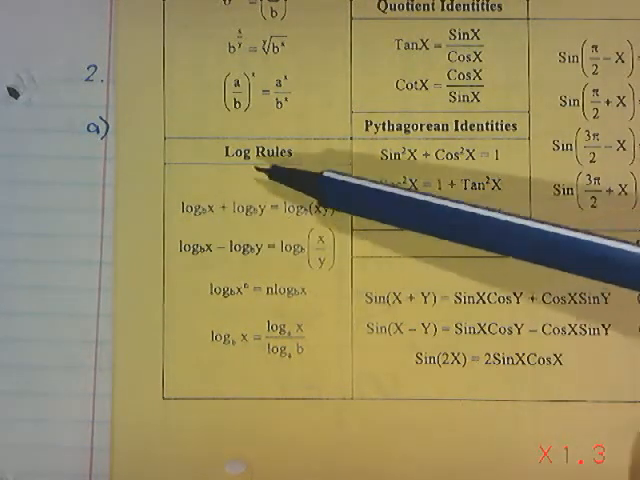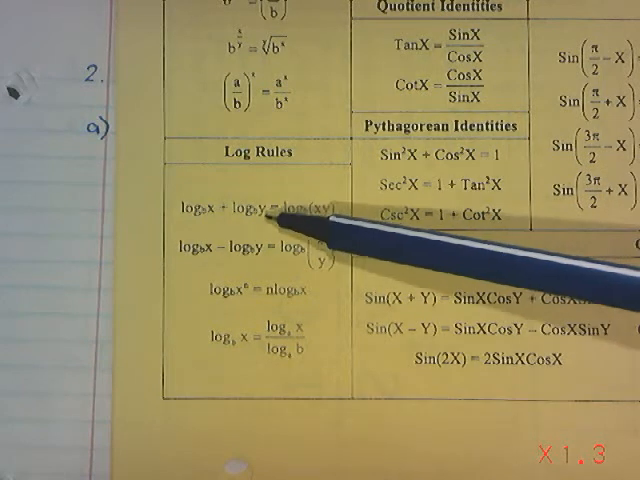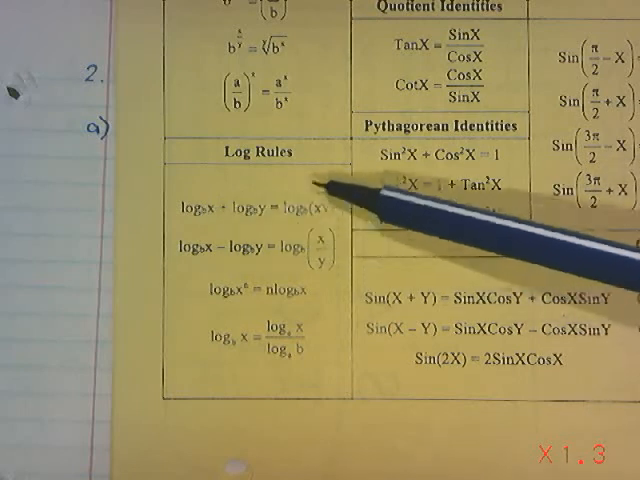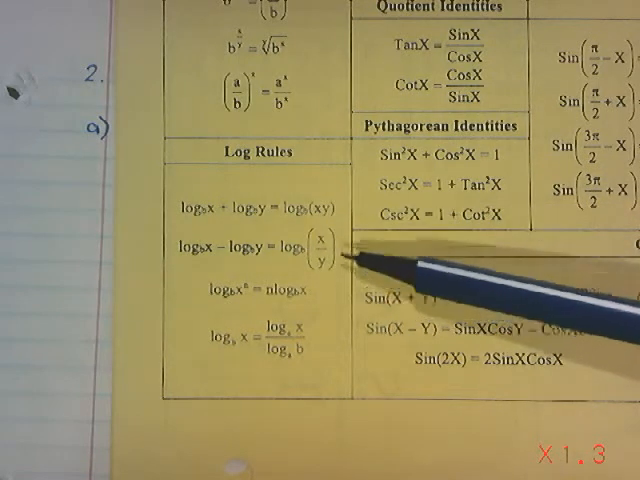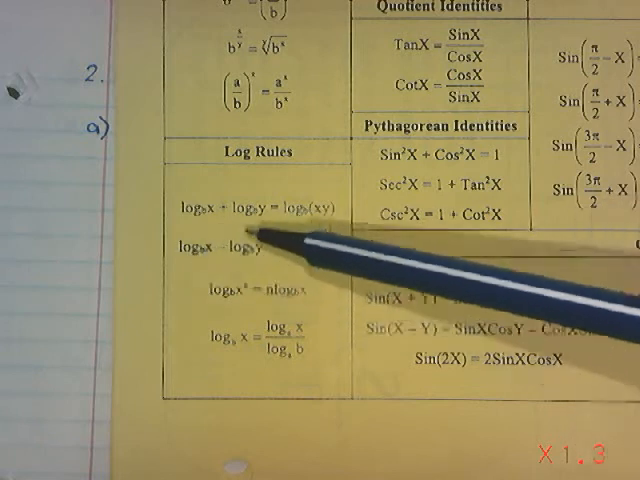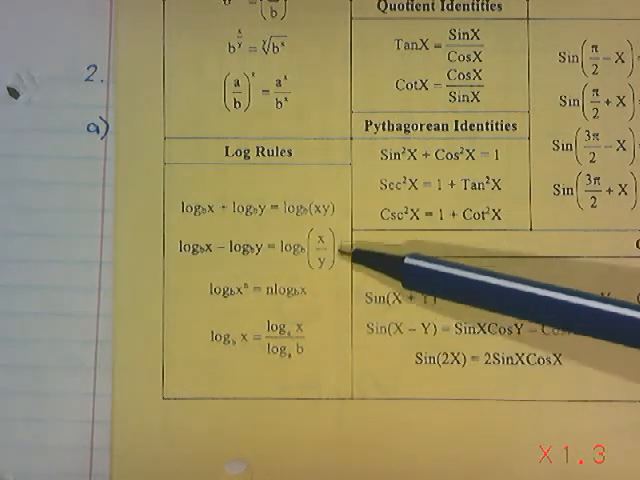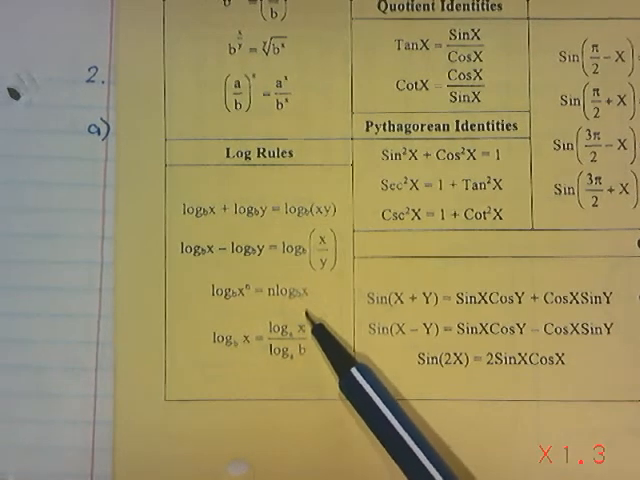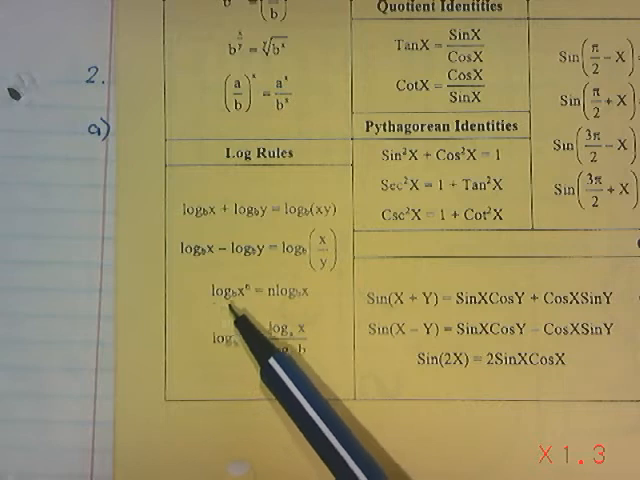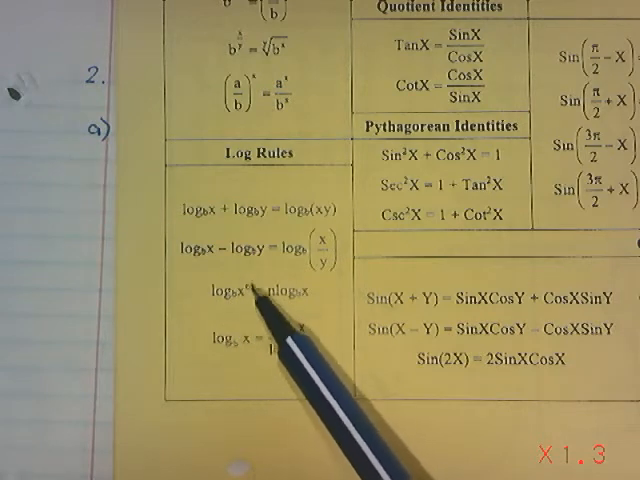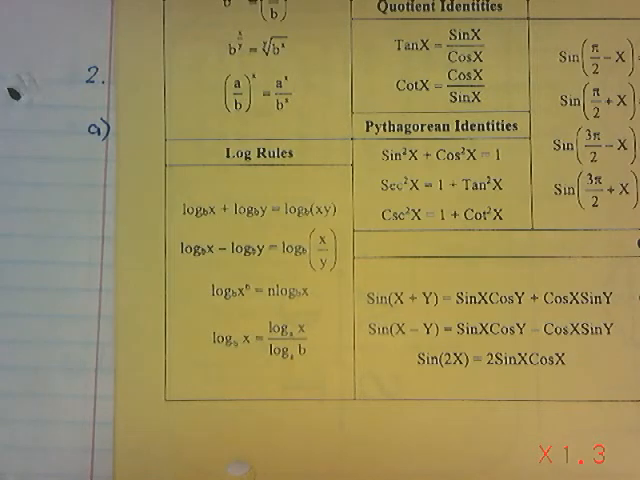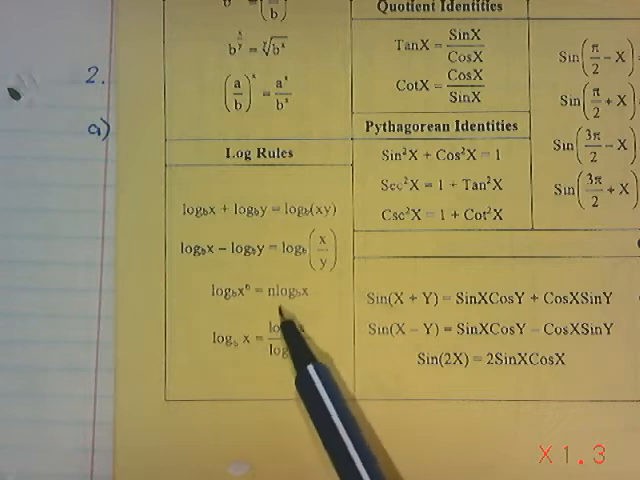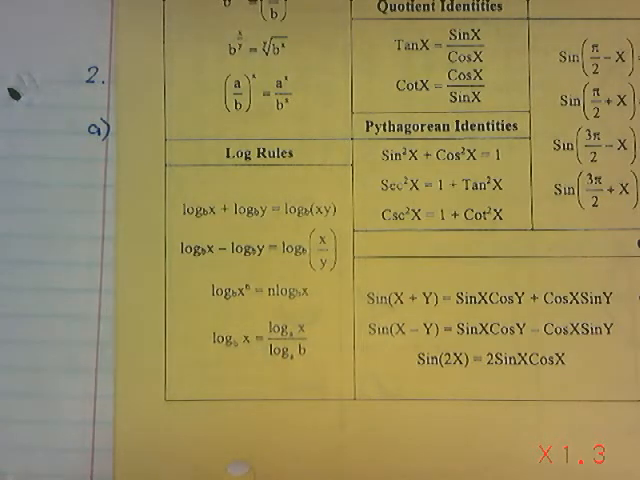The first one says that if we add two logs together that have the same base, we can combine them into one single log by multiplying the arguments together. The second rule says that if I am subtracting two logs with the same base, I can combine them into a single log by dividing their arguments. The third rule says if I have a log of something with an exponent, and that exponent is on the entire argument, not just one part but the whole argument, I can bring that exponent down and multiply it in front of the log. I will get the same answer.